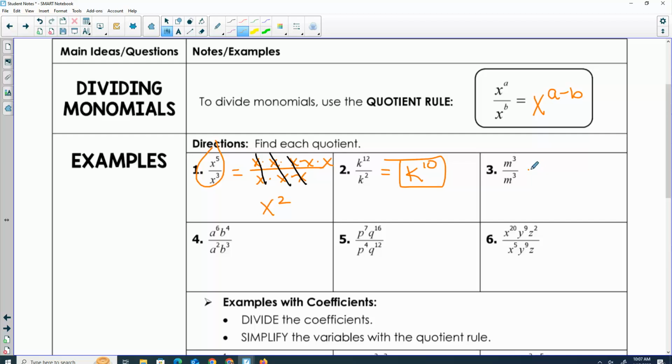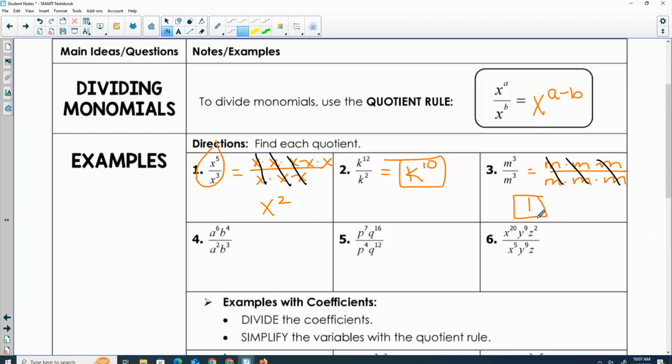All right, number 3. If we think about this, m to the 3rd, that means there's 3 m's. M to the 3rd, there's 3 m's. They all cancel. If I say 2 divided by 2, what is that? It's 1. If you have the exact same thing on top and bottom, it cancels out and just gives us 1. So m to the 3rd divided by m to the 3rd is 1.